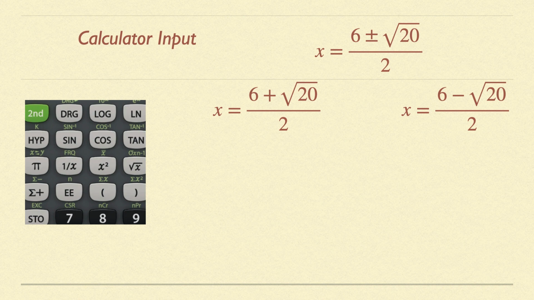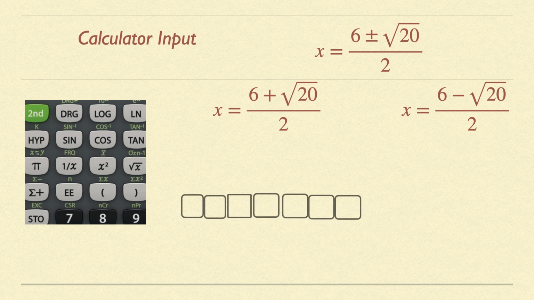Next I'm going to show you the calculator input, all the keystrokes. I want you to write these keystrokes down, because this is using the Texas Instruments TI-30XA, the calculator that is approved by our county and by the state of Florida for you to use on your end of course exam on the calculator day.